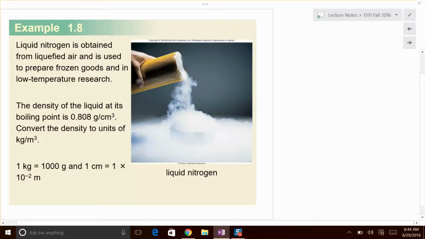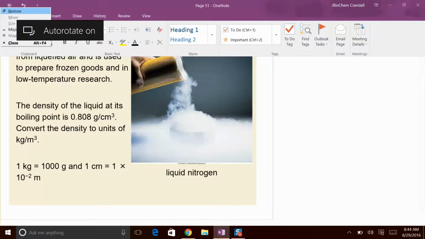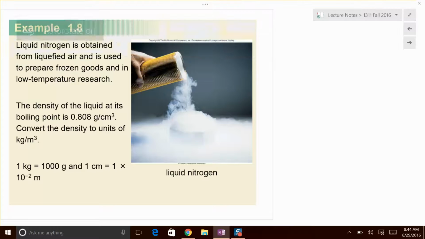Okay, liquid nitrogen is obtained from liquefied air and is used to prepare frozen goods and in low temperature research. The density of the liquid at its boiling point is 0.808 grams per centimeter cubed. Convert the density to units of kilograms per meter cubed. Okay, so this is a good example of what we were just talking about.